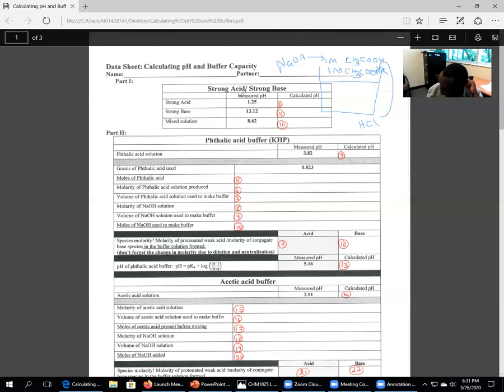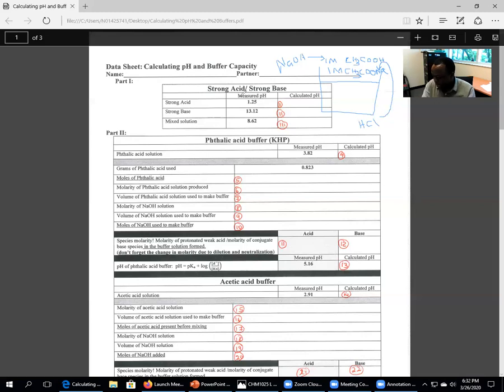Let's see what's going on. Part one is determining or looking at the pH of a strong acid and a strong base. In this case, a strong base is sodium hydroxide, and a strong acid is hydrochloric acid. That is what we need for part one.